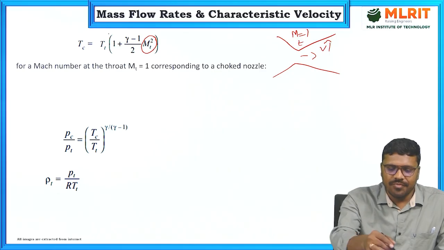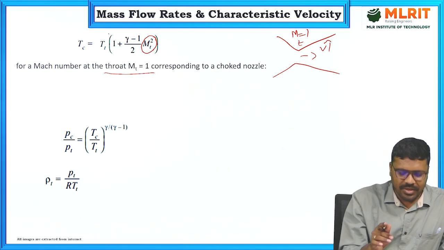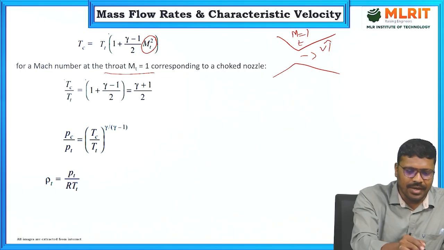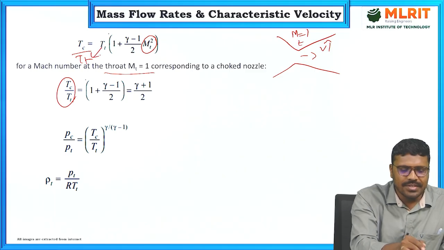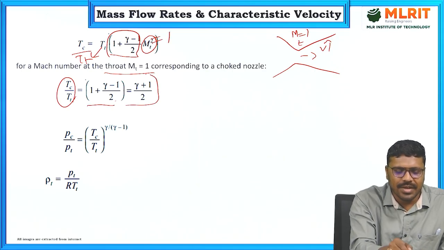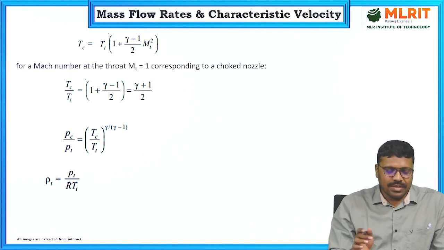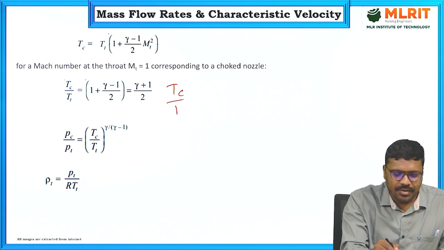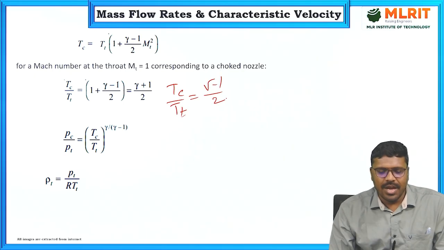So, if you substitute that condition that Mt equal to 1 at the throat, then the equation which we get, Tc by Tt, this Tt will come down, Tc by Tt can be written as 1 plus gamma minus 1 by 2, and substitute M equal to 1 here, and this equation can be further written as gamma plus 1 by 2. Finally, the equation is Tc by Tt equal to gamma plus 1 by 2, and we have adiabatic relations.